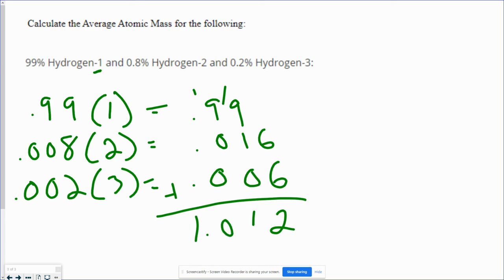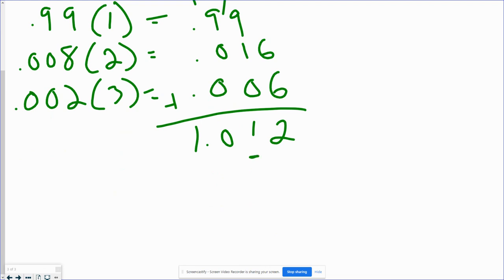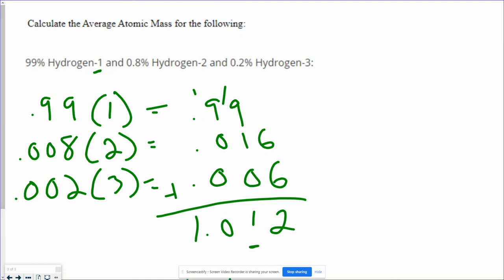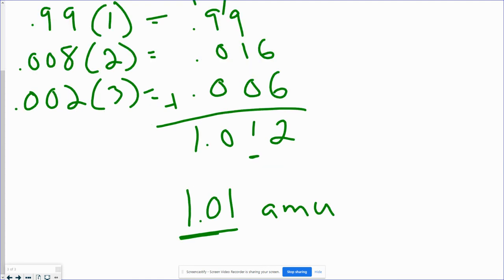Now, for all of these average atomic masses, we're going to go to the hundredths place. So our final answer is going to be 1.01. This is the numerical answer. Then comes the unit. That's going to be AMU, which stands for atomic mass unit. Then since we're dealing with hydrogen as the element, that would be our label. So you can either go with hydrogen, or you can go with just a simple H.